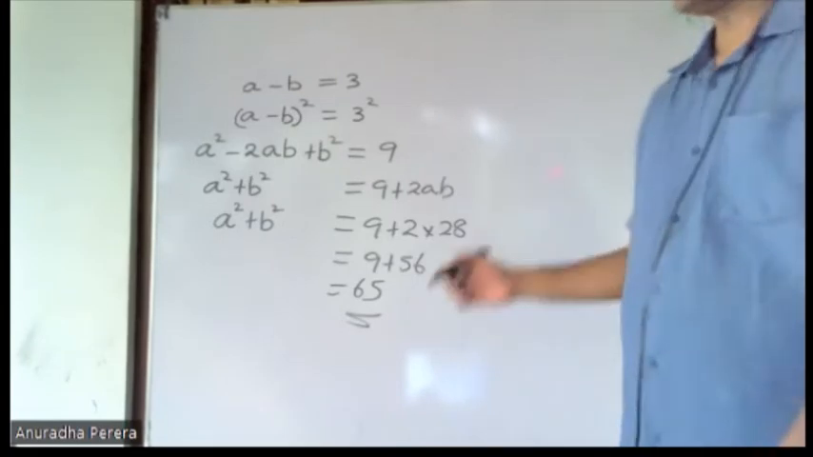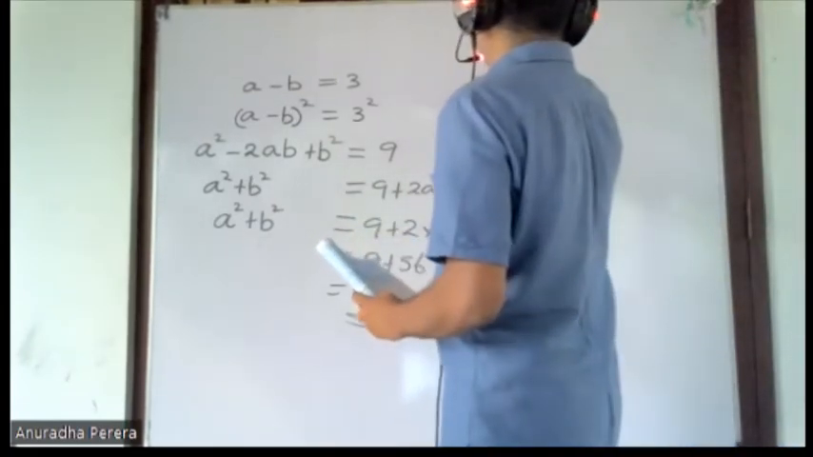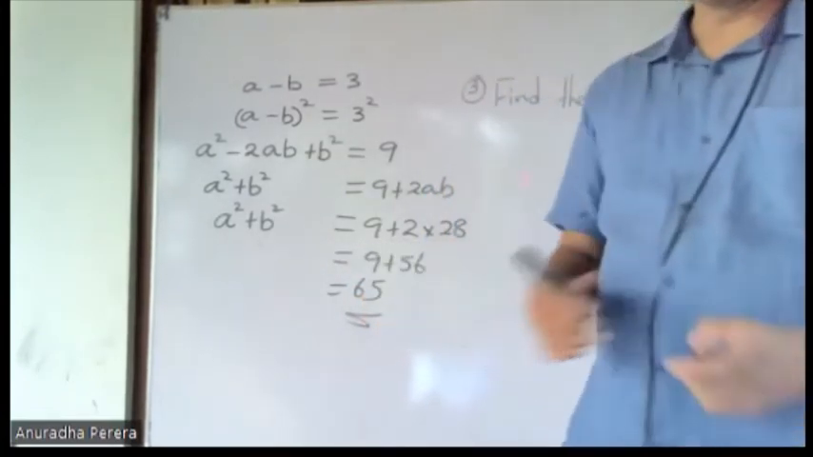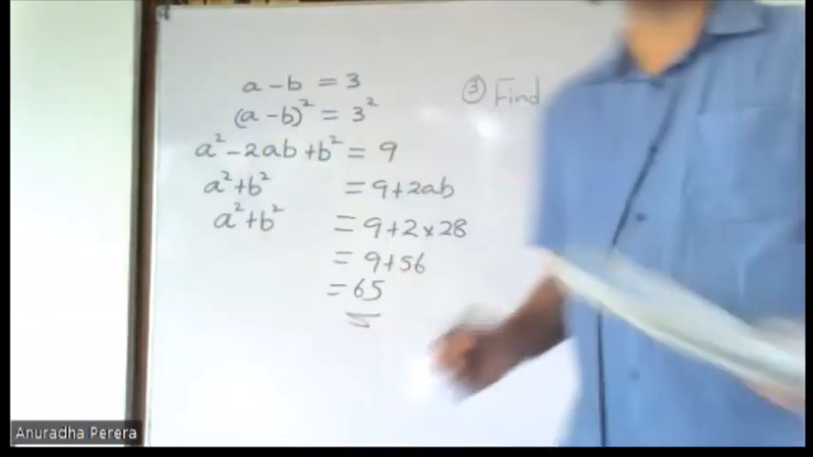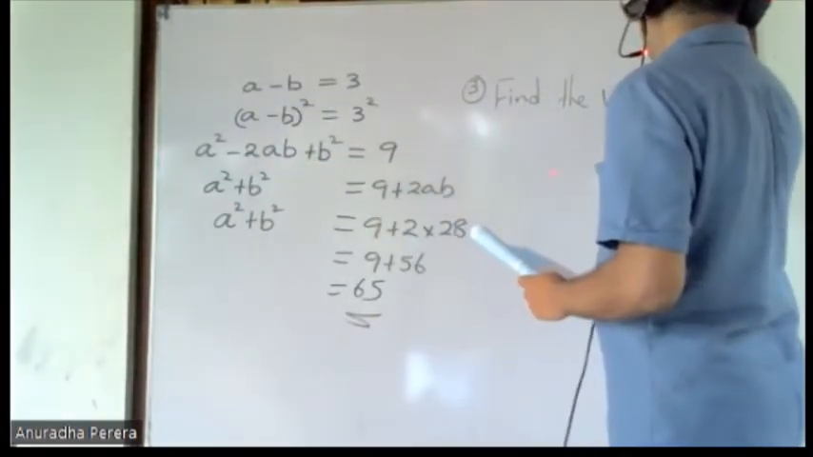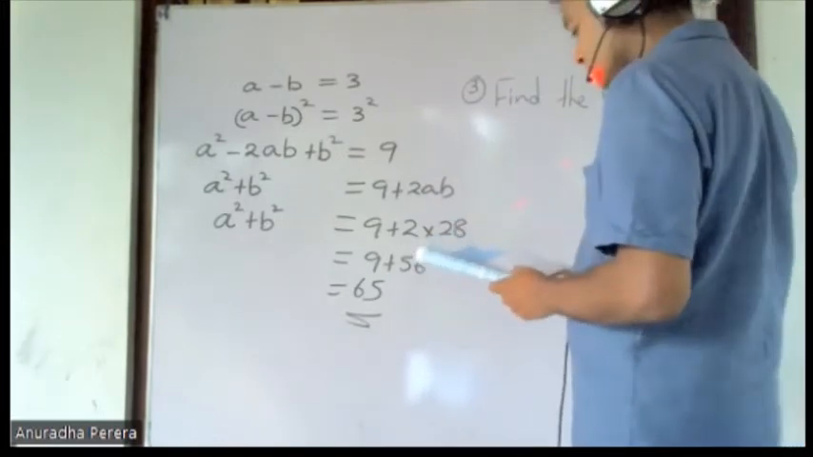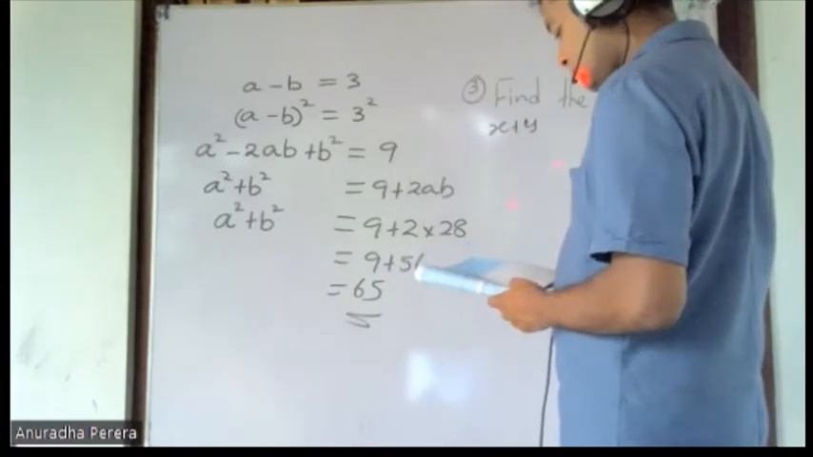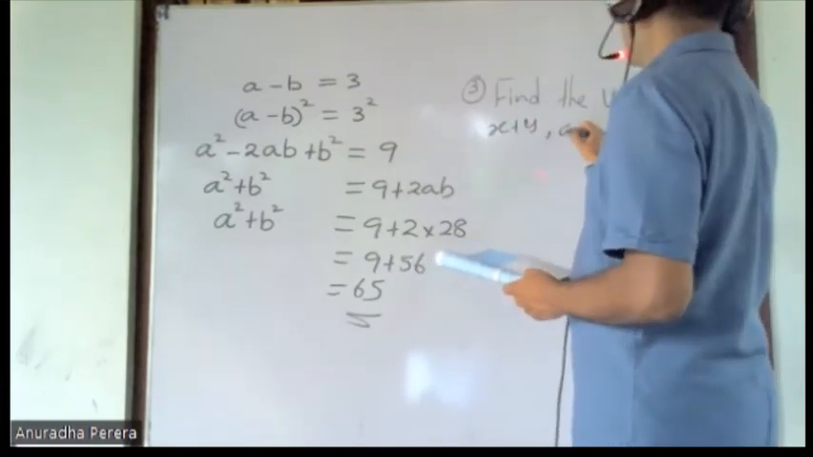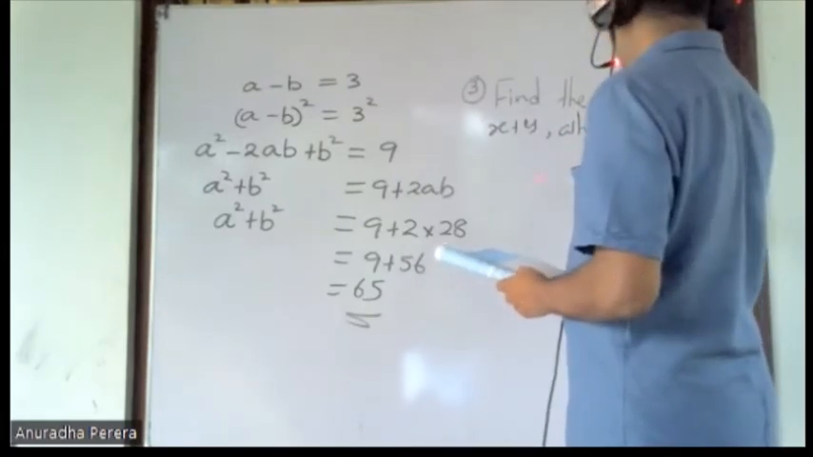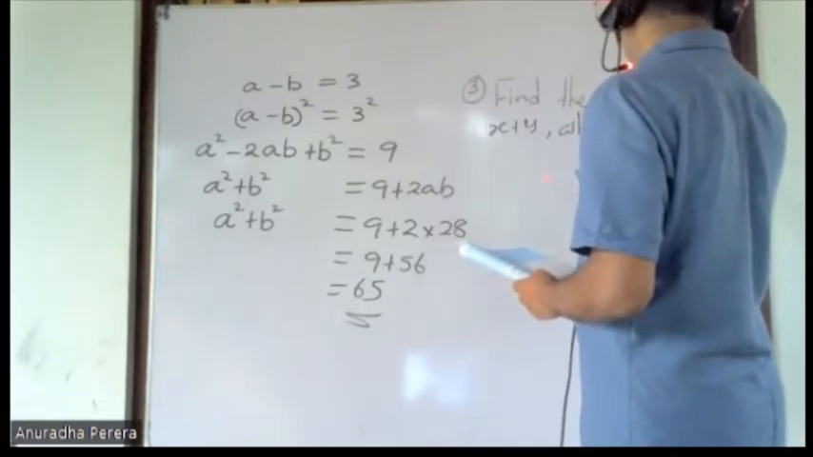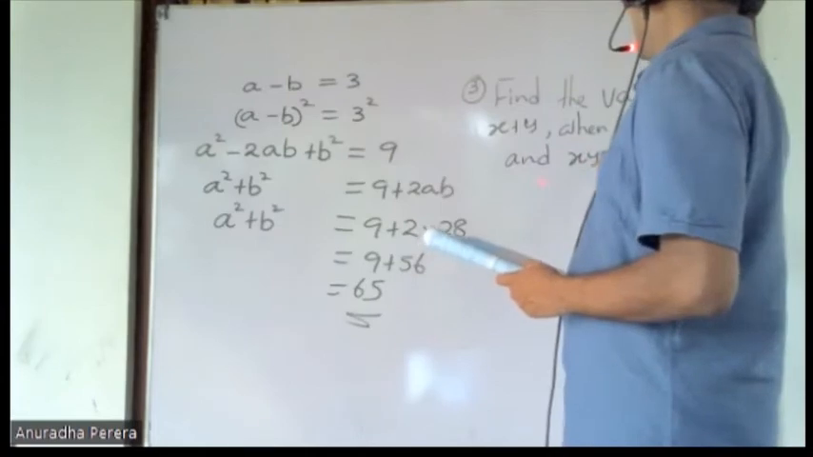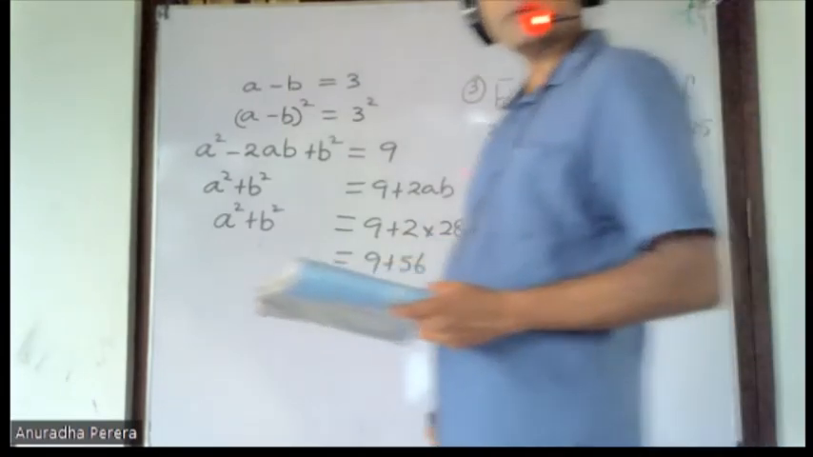Next one. Find the value of x plus y when x squared plus y squared equals 25 and xy equals 12. Do it.